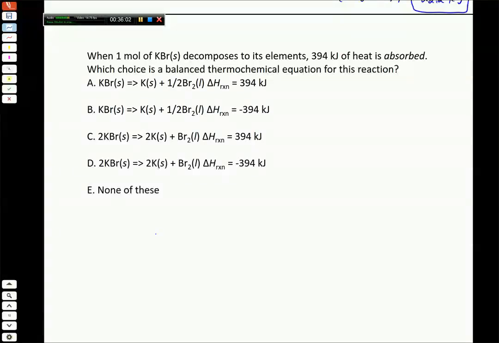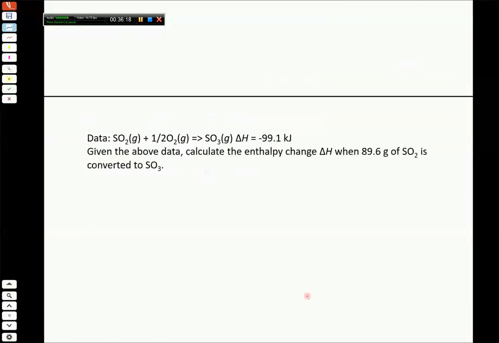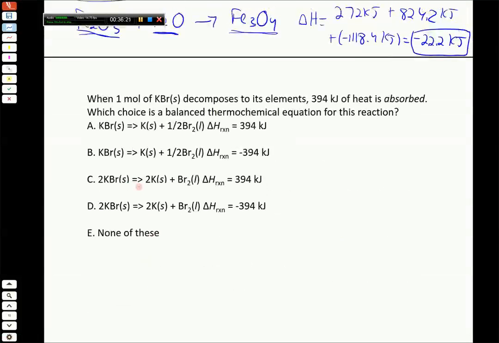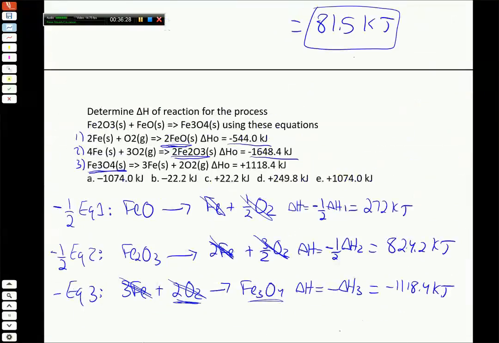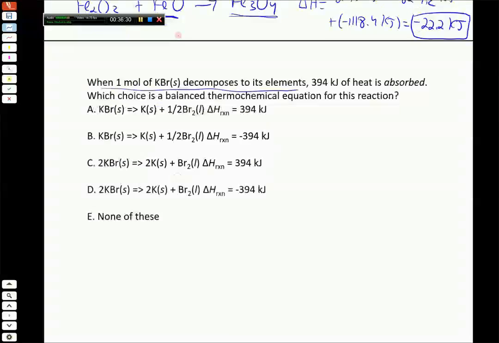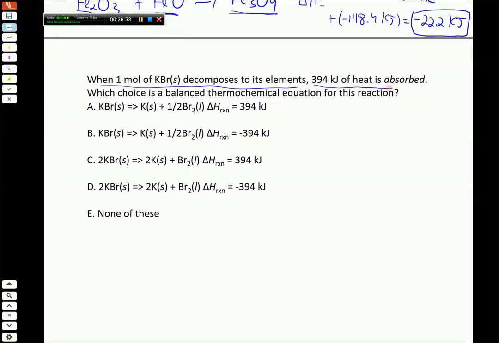So the first one we're doing is just trying to identify the correct thermochemical equation. A thermochemical equation is a balanced chemical equation with its delta H. That's all it is. And so all we have to do here is look at the words in the problem and translate it into a chemical equation, and then get the correct value of delta H based on what we're told. So here we have 1 mole of KBr decomposed into its elements, 394 kilojoules of heat is absorbed. We want to know which of these is the correct thermochemical equation.